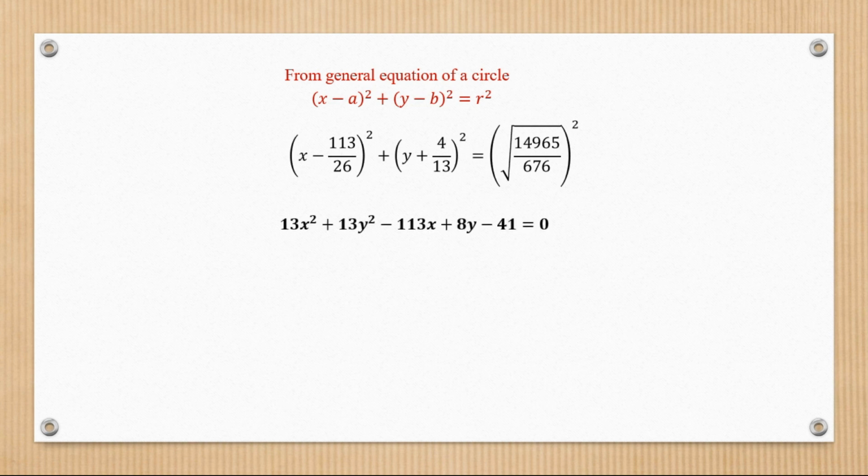So solve this, and I've chosen to speed this up a little bit, but eventually your final answer should be 13x squared plus 13y squared minus 113x plus 8y minus 41, all being equal to 0. That shall be the answer that they wanted.